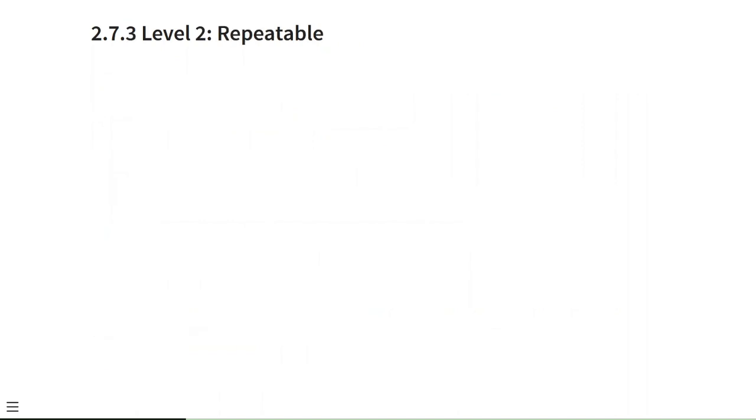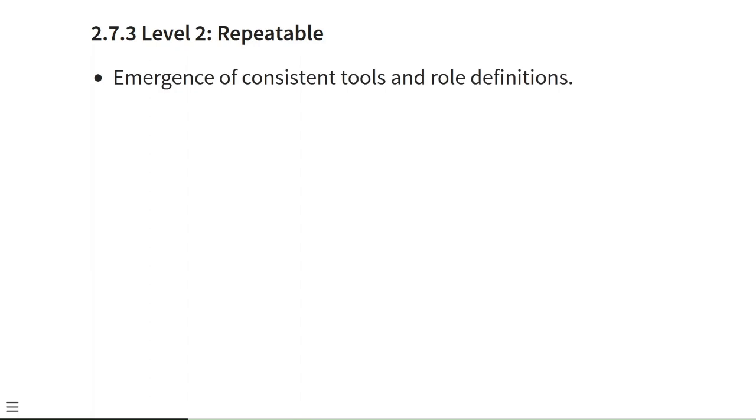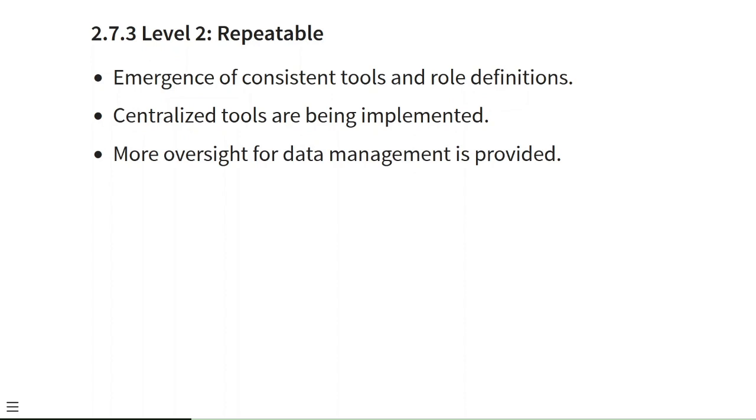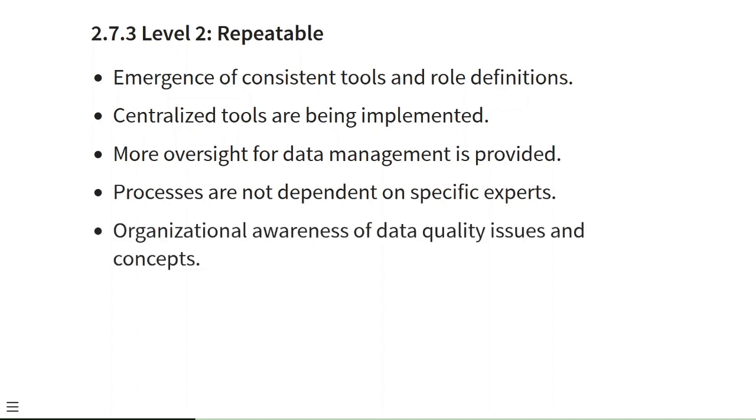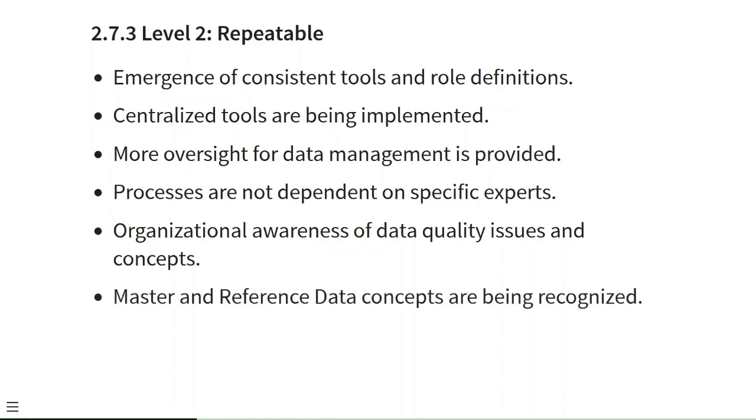Level 2, repeatable. Here we see an emergence of consistent tools and role definitions. Centralized tools are being implemented. More oversight for data management is provided. Processes are not dependent on specific experts. Organizational awareness of data quality issues and concepts are beginning to emerge. Master and reference data concepts are being recognized.